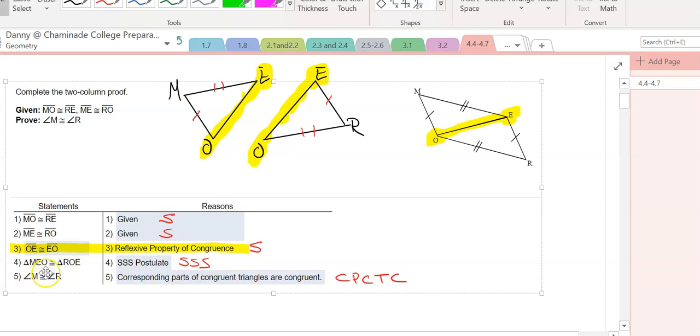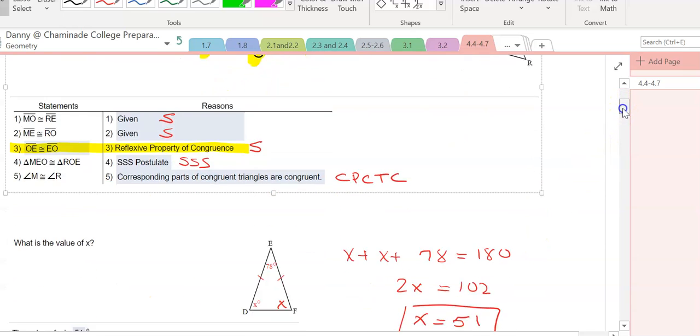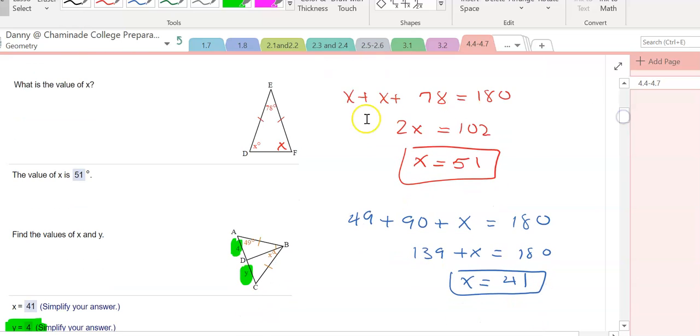Once we've done that, now we can say that any of the corresponding angles, and in this case, it's angle M is congruent to angle R by CPCTC, or we can just talk it out. So that's coming from section 4.4.